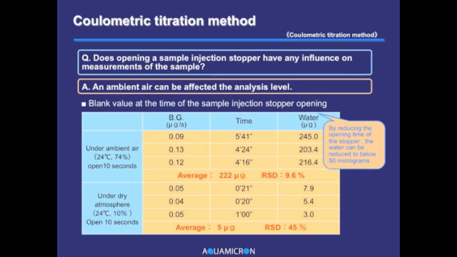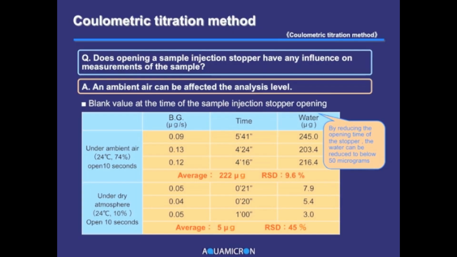In a case where the stopper is open for 10 seconds under an atmosphere with a 24 degrees centigrade temperature and 74% humidity, more than 200 micrograms of moisture entered the titration cell. In contrast, under a dry atmosphere with a 24 degrees centigrade temperature and 10% humidity, the measured value is only 5 micrograms. By reducing the amount of time that the stopper is open, the moisture entering the cell can be reduced to below 50 micrograms, even in a humid environment.